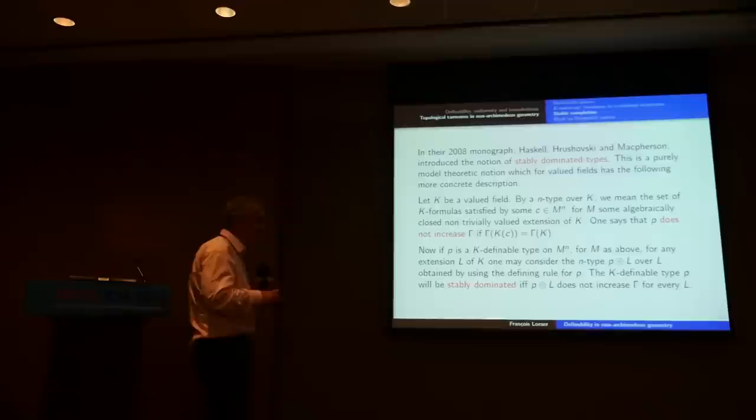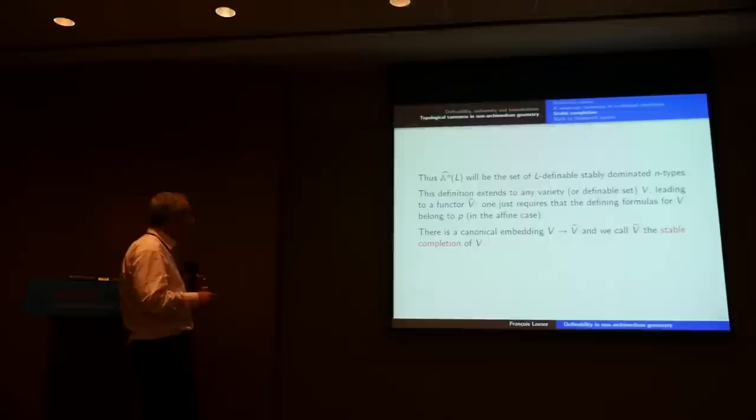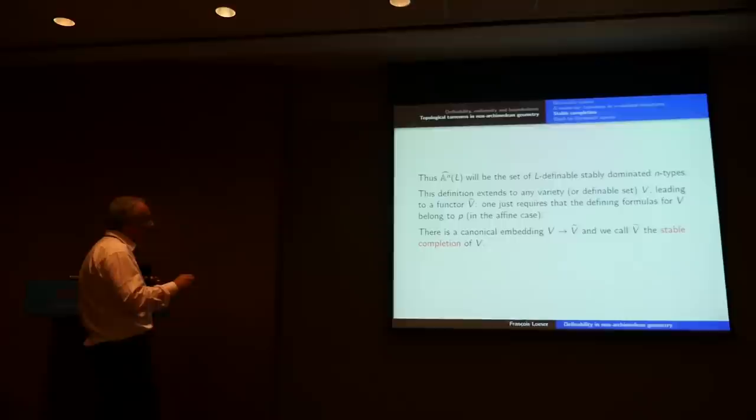Okay, so the three authors, in a monograph a few years ago, introduced a notion of stably dominated type, which is written on this slide, but which I have not time to explain to you. The stable completion will just be the set of all these L-definable stably dominated types. And this extends to any variety as a functor. So we have a canonical embedding of V into this V hat, which we call the stable completion.